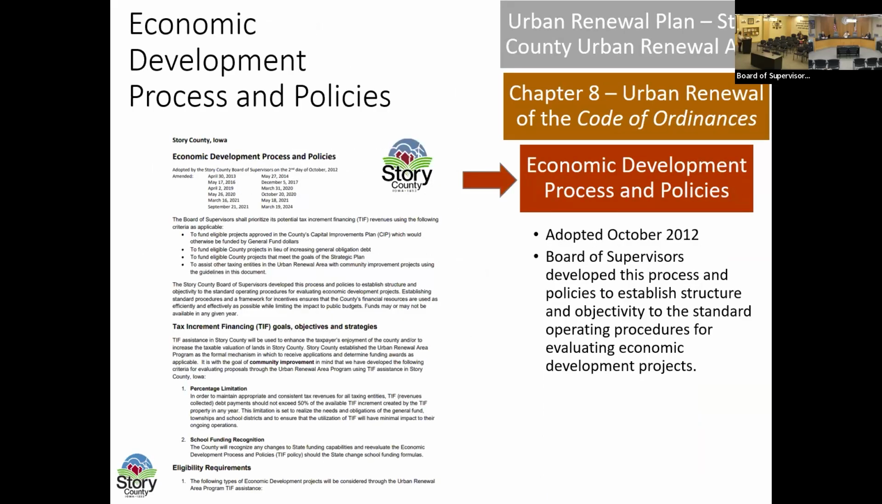Thank you, Bryce. And then last, the economic development process and policies. So the first two were the program, the plan, the Code of Ordinances, the regulations. The board in 2012 decided at that point, we have all these elements, but we need to have a clearly defined process in place that helps us define really how we're going to accept applications, how we're going to divide these revenue sources, basically just how we're going to operationalize these monies that are coming in. So that's what this is.